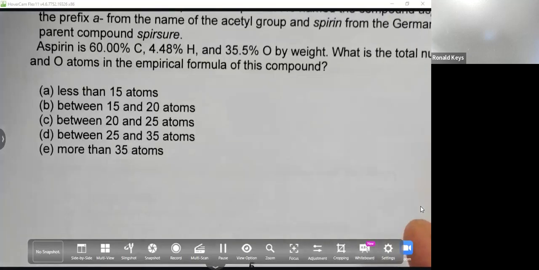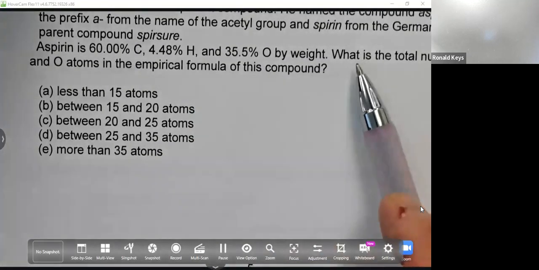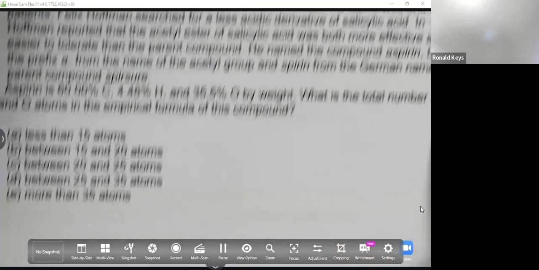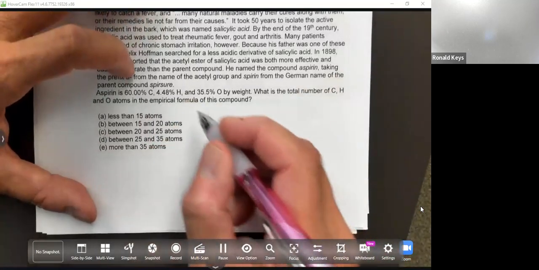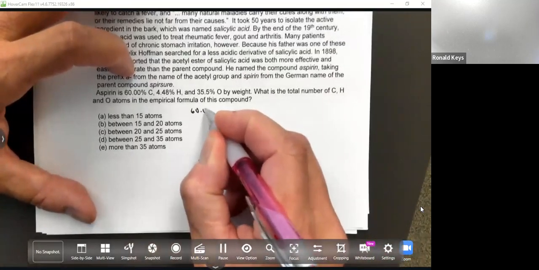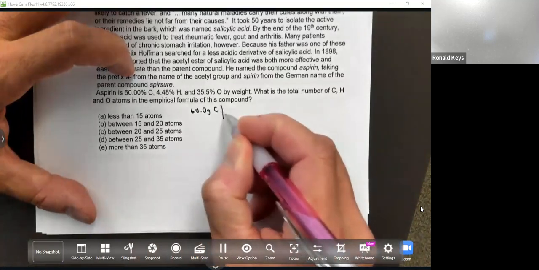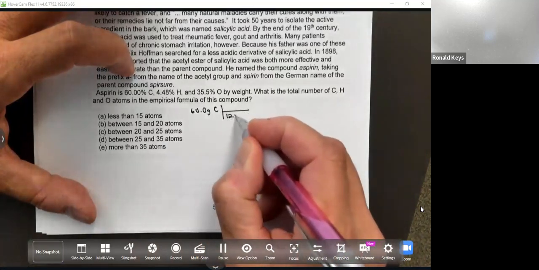We have percentages. It says, what is the total number of carbon, hydrogen, and oxygen in the empirical formula? So we're going to change all of these to grams, convert them to moles.